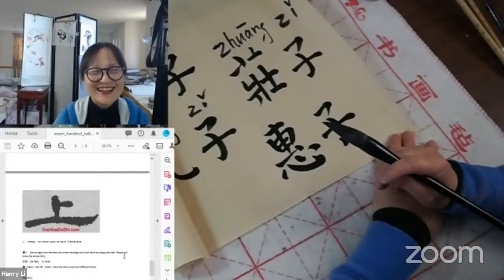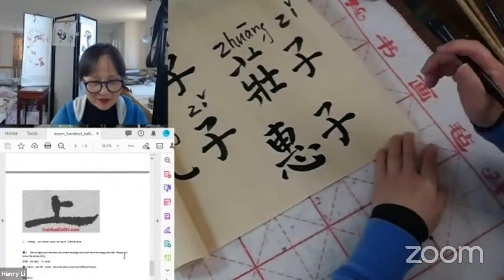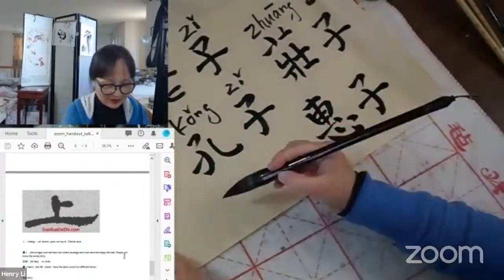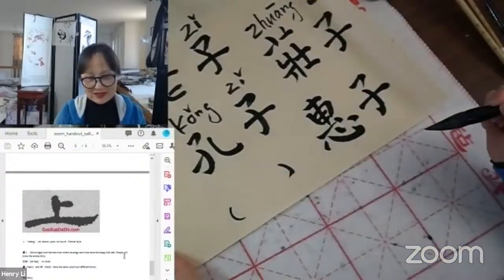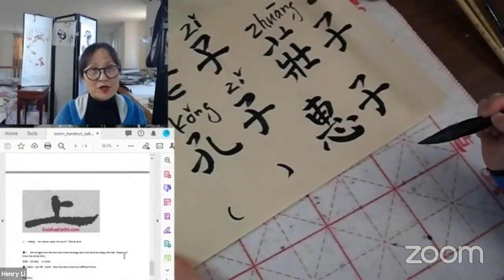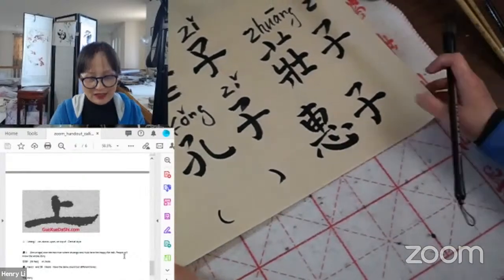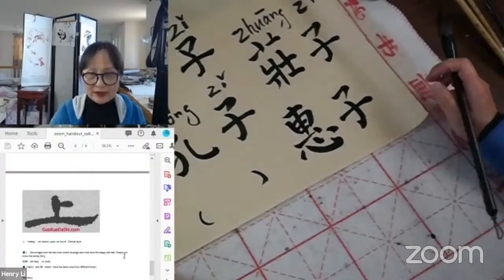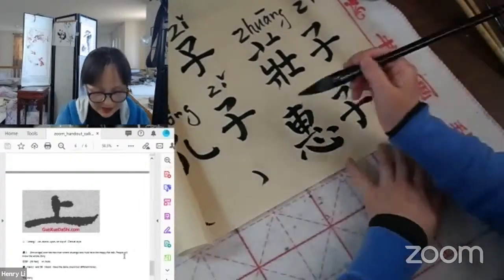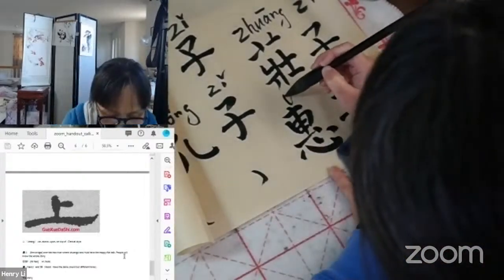Yes. Okay, so sometimes we put some things there which don't show in the characters, but the meaning is there. So Zhuangzi, and this is the Hui.